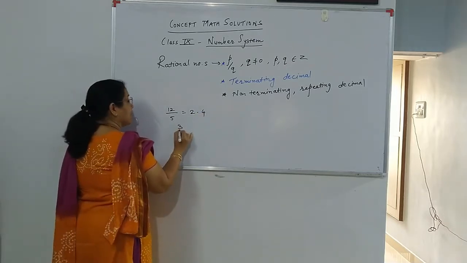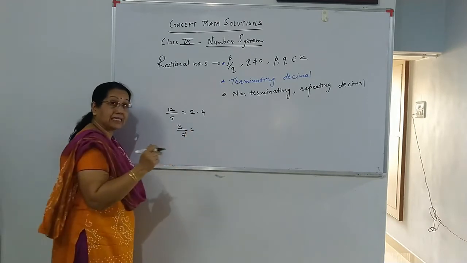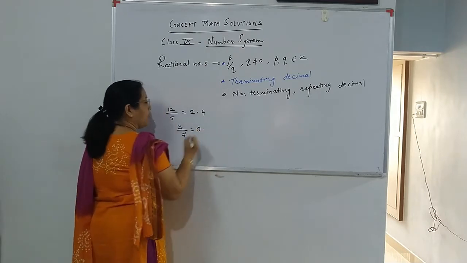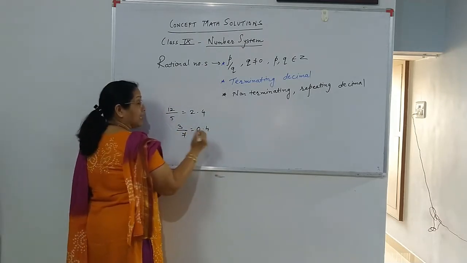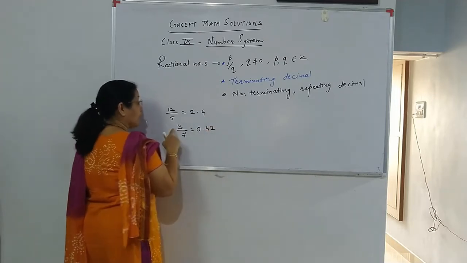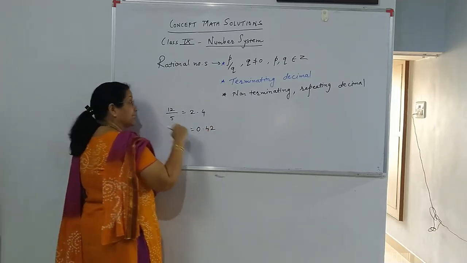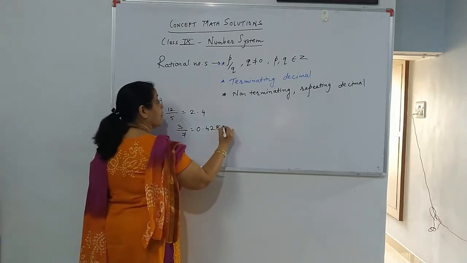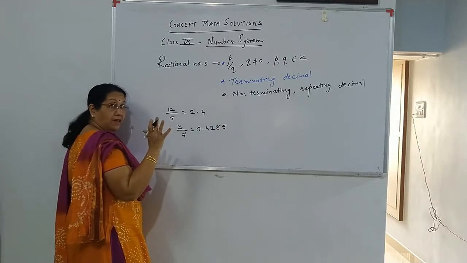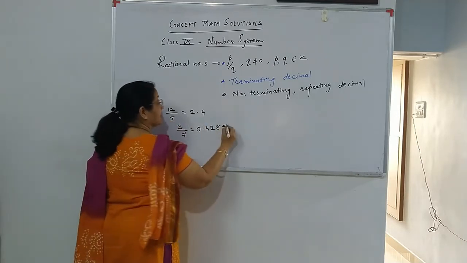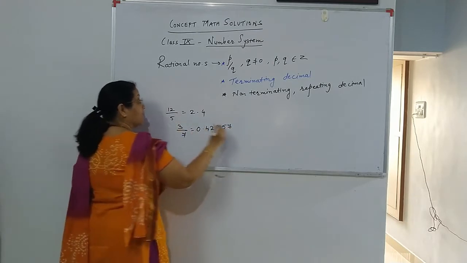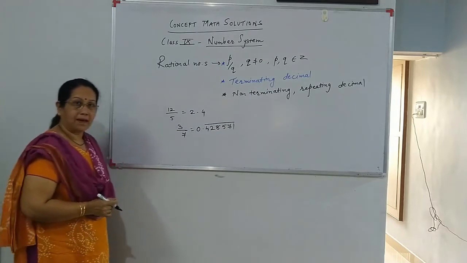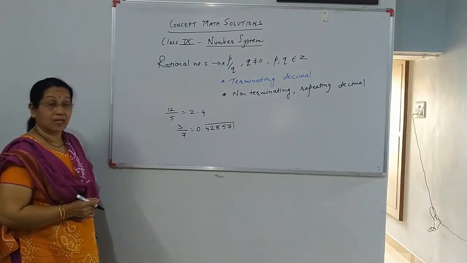Suppose 3 by 7, again you can write it as a decimal. 3 by 7: 7 fours are 28, 2 left, 7 twos are 14, 6 left, 7 eights are 56, 4 left, 7 fives are 35, 5 left, 7 sevens are 49, 1 left, 7 ones are 7, 3 left. So it repeats, right? And we write such numbers using a bar.